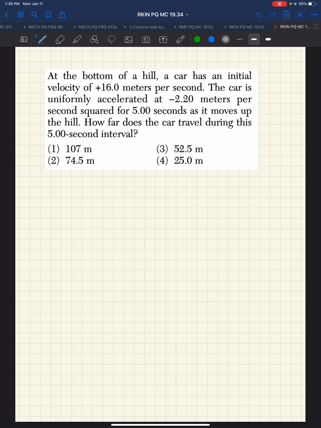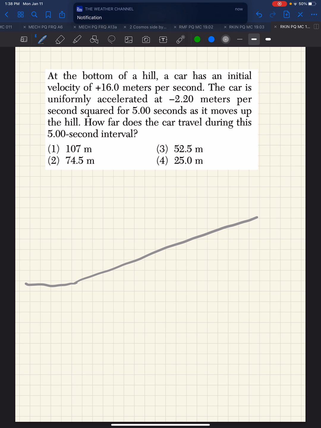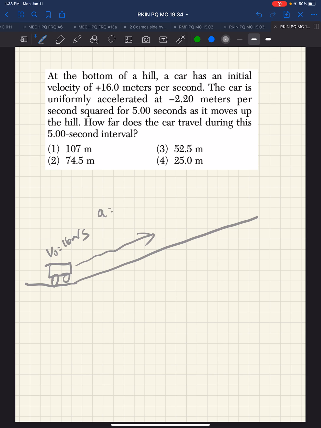So we have a car at the bottom of a hill with an initial velocity of 16 meters per second. So let's say we've got V0 equals 16 meters per second. There's our car. The car is uniformly accelerated. The acceleration is minus 2.2 meters per second squared as it moves up the hill. So what that means is if the velocity is in this direction, the negative acceleration means it's going to be slowing down.